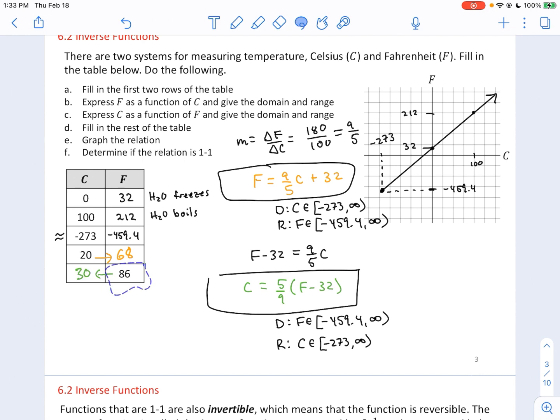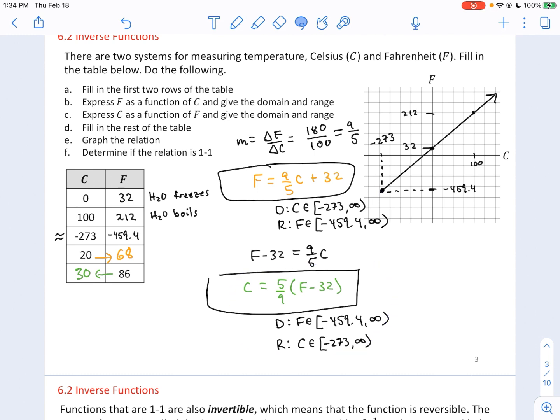If I want to think of the input as Fahrenheit and the output as Celsius, then I use this second function. If I want to think of the input as Celsius and get an output in Fahrenheit, I use this function. And then the roles of domain and range switch, because in the first function here, the domain is the Celsius and the range is the Fahrenheit. In this function, Fahrenheit is the domain, and Celsius is the range.